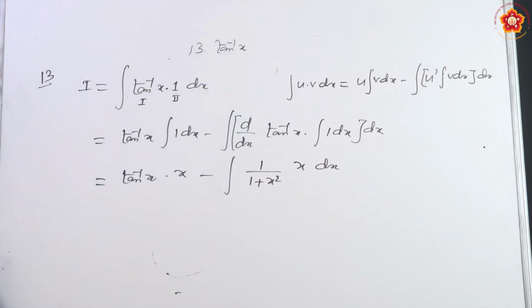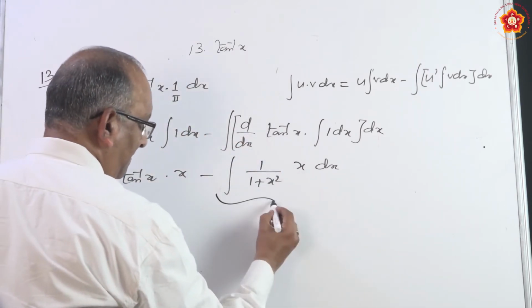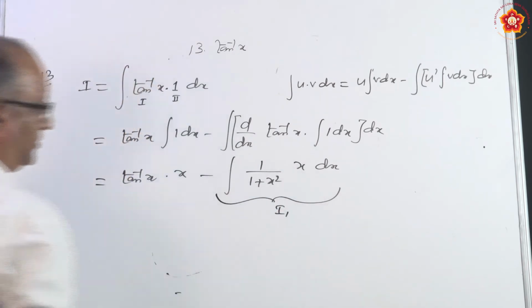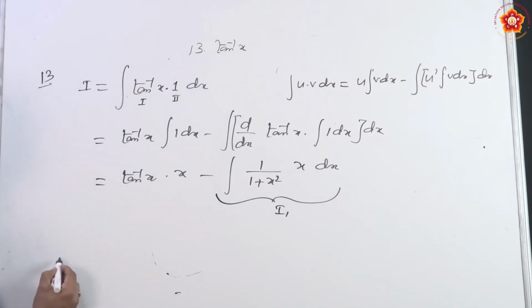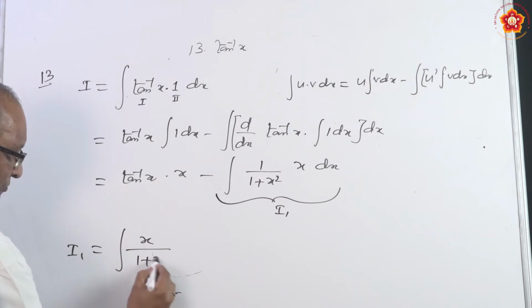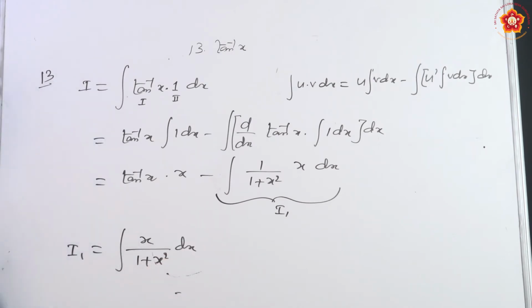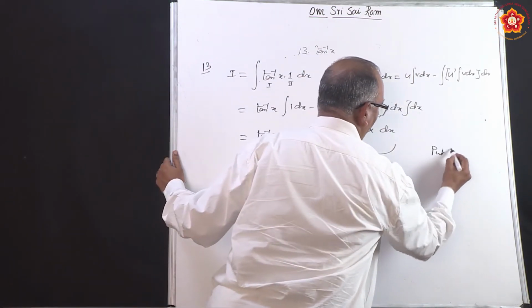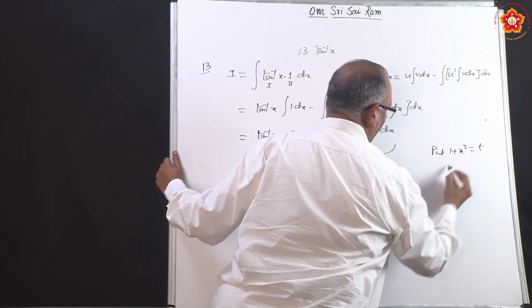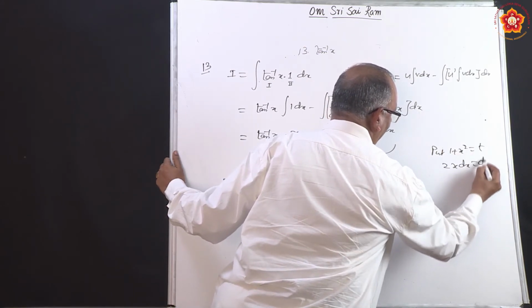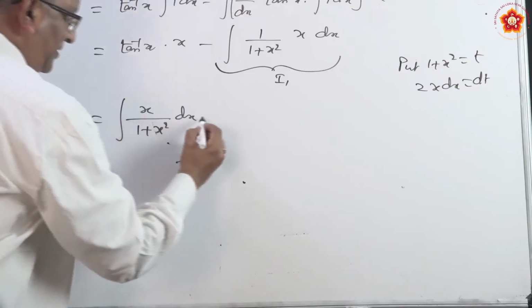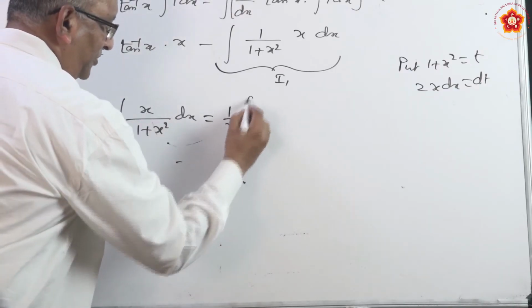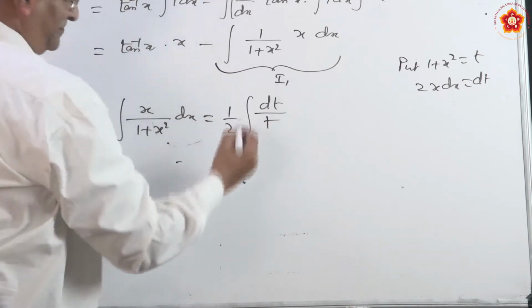Now, our task is to find the integral of this. So, take this as I1 and then do it independently. So, what is I1? Integral of x upon 1 plus x square dx. This is not so complicated, because the moment you assume 1 plus x square as t, you are going to get 2x dx equal to dt. So, this x dx will become dt by 2, 1 by 2 put it outside, it is dt by t.